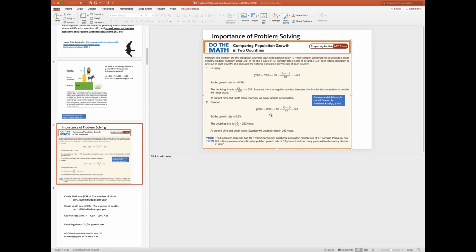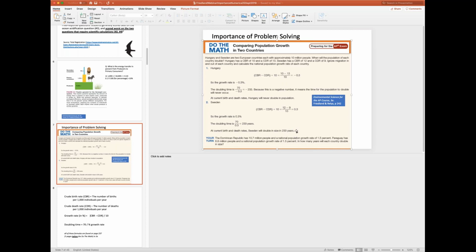And then real quickly, just to look at Sweden, a country that, again, you have to go to the top and read that there is a crude birth rate of 12 and a crude death rate of 9. It's a positive 3. So you get 70 divided by 0.3 equals plus 233 years. So this is saying that Sweden will double in size in 233 years.